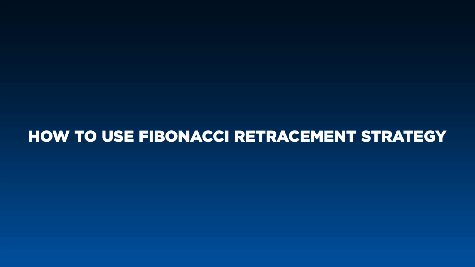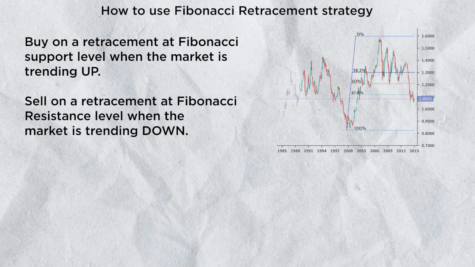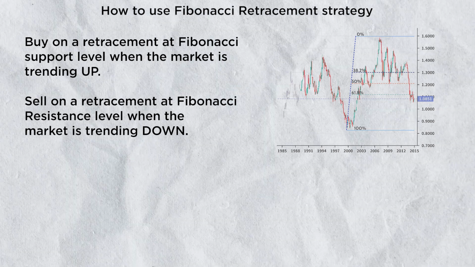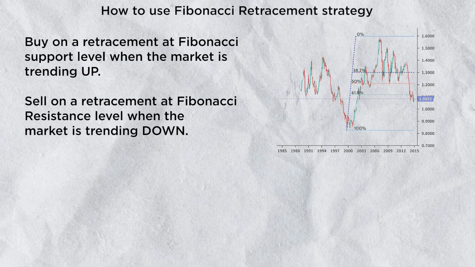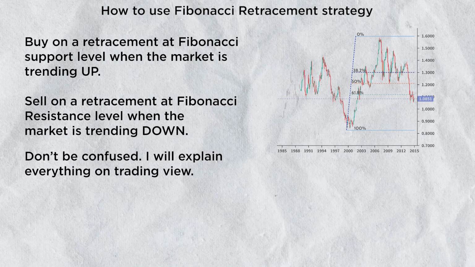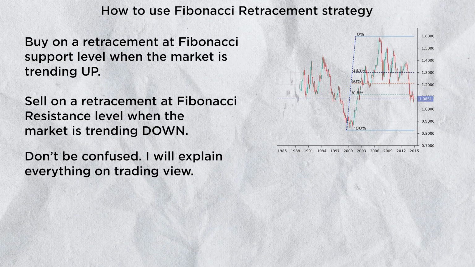How to use the Fibonacci retracement strategy: buy on a retracement at a Fibonacci support level when the market is trending up. Sell on a retracement at a Fibonacci resistance level when the market is trending down. Don't be confused, I will explain everything on TradingView. That 61.8 level is called the golden ratio.